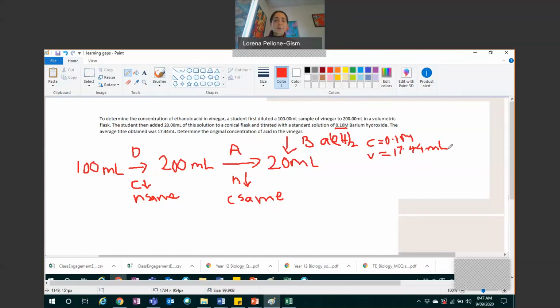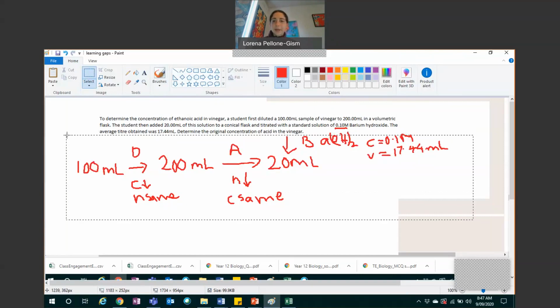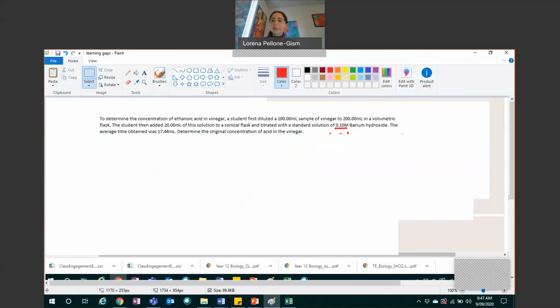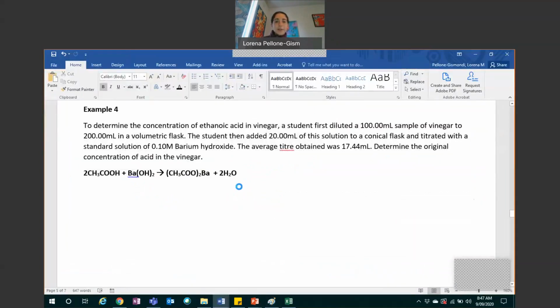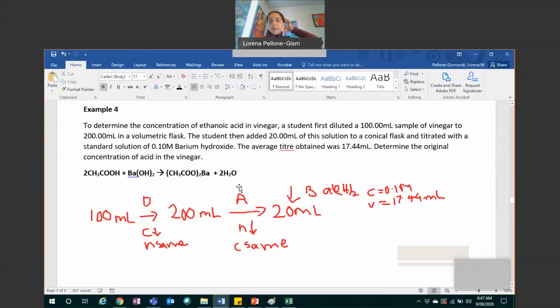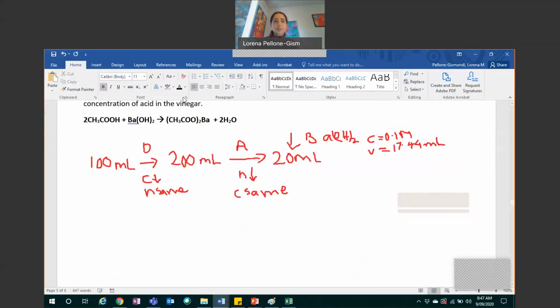That's not mils, this is mils. Okay, so let's get this flow chart back so we can use it in our calculation. Back into Word we go. There we go. All right, so let's start working out the original acid in the vinegar. So basically we're trying to work out the concentration of acid in the 100 mils. So I'll try and keep that in mind.